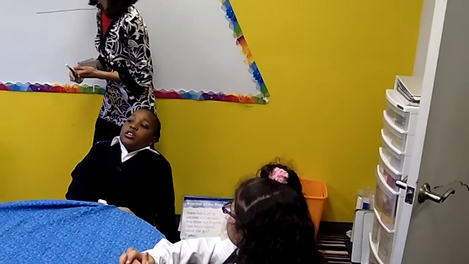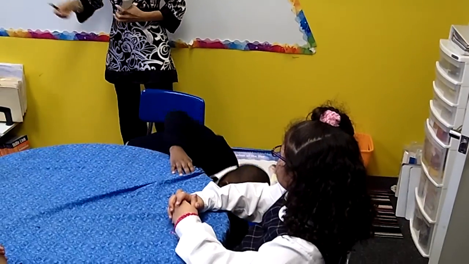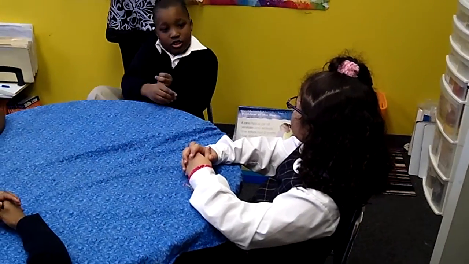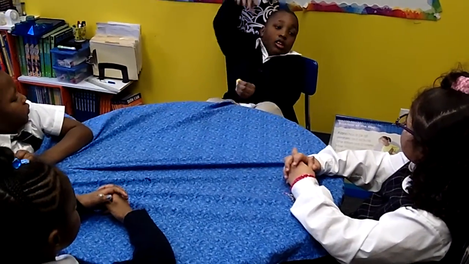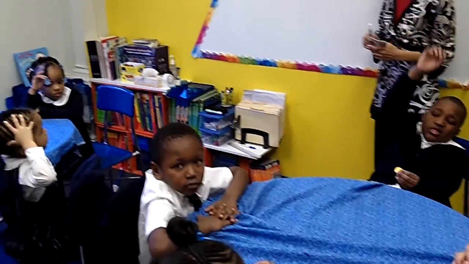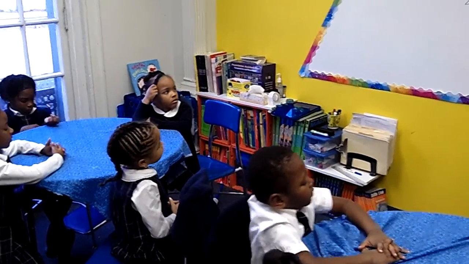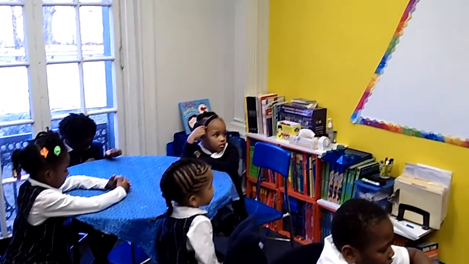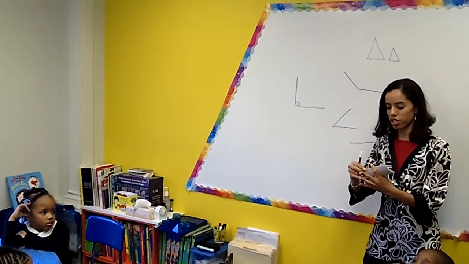When they are exactly the same size and exactly the same shape, raise your hand if you could tell me what that means, what that's called. Ryan? Congruent. Very, very good. When they're exactly the same, they're congruent. When they're not exactly the same, they're just similar to each other.